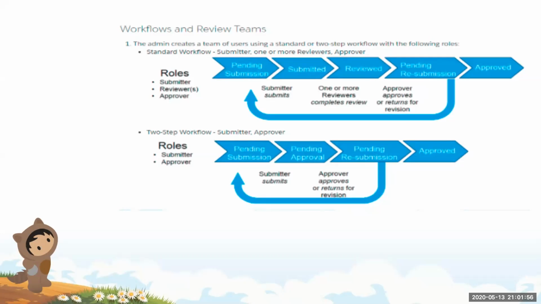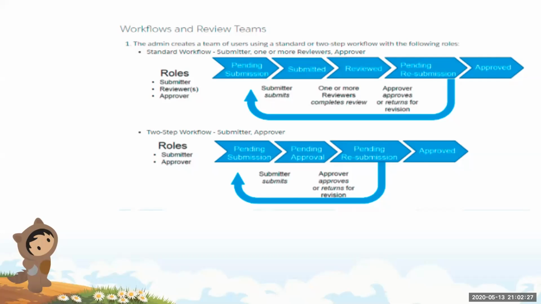types of workflows out there. So the admin creates a team of users using a standard or two-step workflow with the following roles. When we talk about standard workflow, there comes a submitter, reviewer or reviewers, and an approver. So suppose when our submission is pending, it's submitted, it's reviewed.